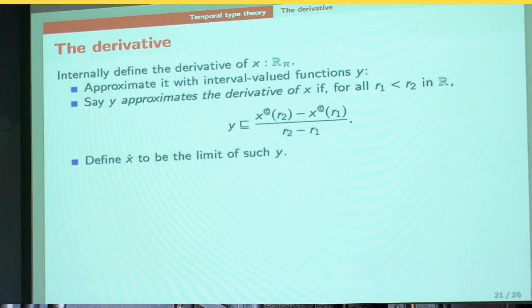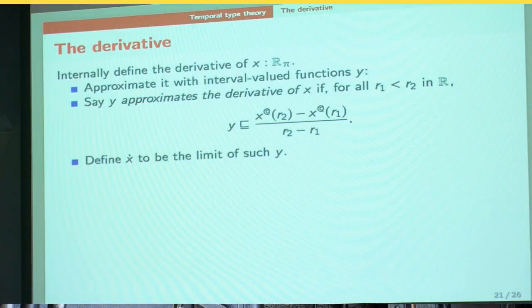What that means is that you've got your function, and you want to know if y approximates the derivative at every point, but let's just look at one point. You say for all r and s, the secant line from r to s is approximated. Let's say the secant line has slope 0.5, then y is an interval-valued function that surrounds 0.5. So y is an interval-valued function of time, and is constantly surrounding the derivative of x.